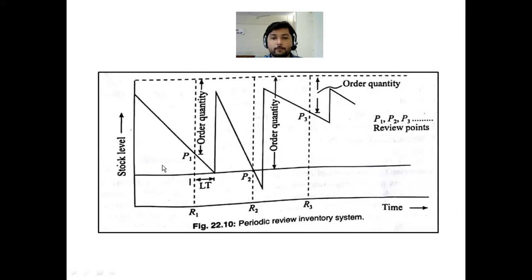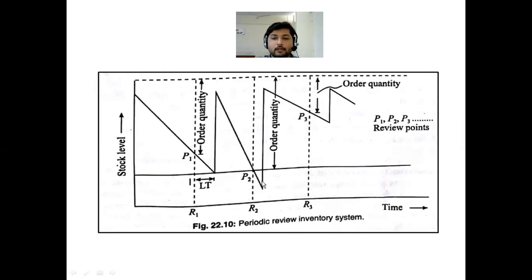Once the order is placed, it will require some time to receive that particular order, and the consumption is continuous. Once the material is received, the inventory will build up. Once again its consumption will begin, and it will reach the reviewing period. At that point the order will be placed to purchase the goods or to maintain the stock. So here once again the review will be taken and the order will be placed.